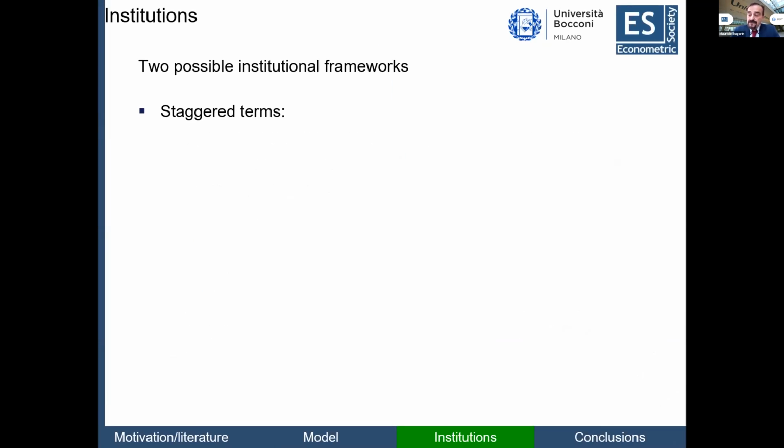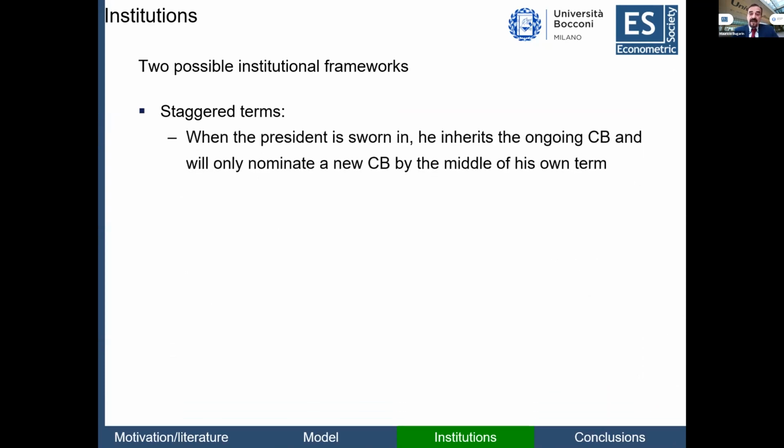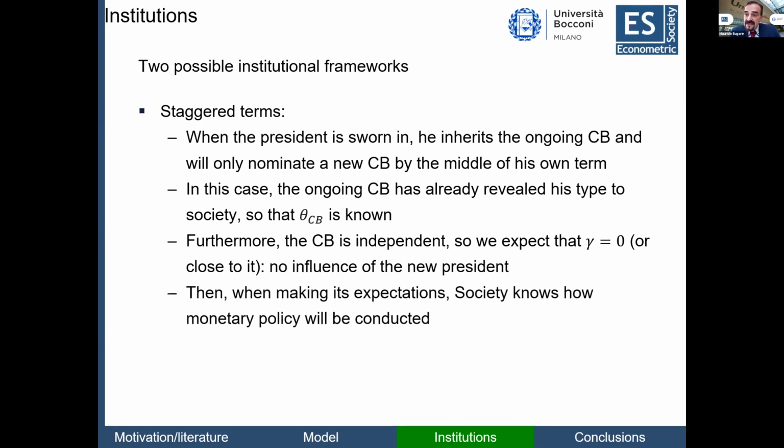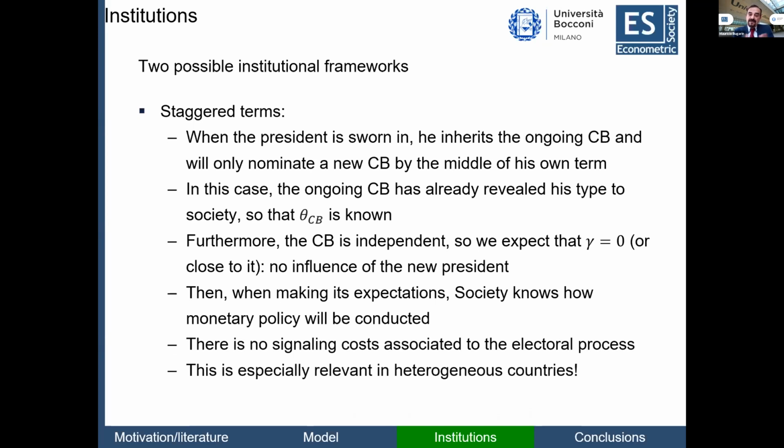Now, what happens if there are staggered terms? Well, in that case, when the president comes in, he has to bear with the old central banker. And the old central banker has been there for a while, so he has already revealed his type to society. Because we are supposing fixed terms, the president cannot just change the central banker. So we expect that the president will influence very little the central banker's utility. In that case, society basically knows what's going on with monetary policy in the next period, regardless of the change in government. Therefore, all this signaling cost disappears, okay? And so, by making the terms staggered, we are able to get rid of the cost of signaling, and that's especially important in heterogeneous societies.